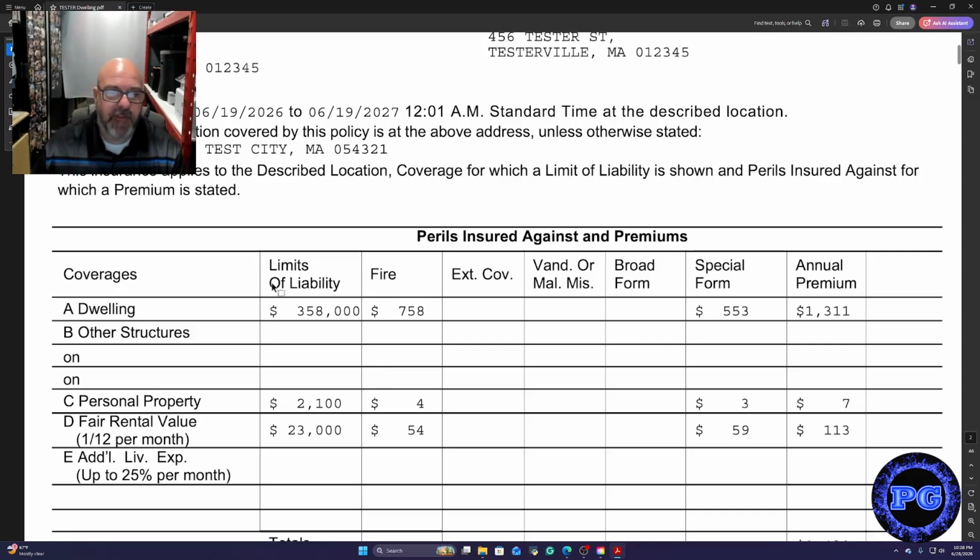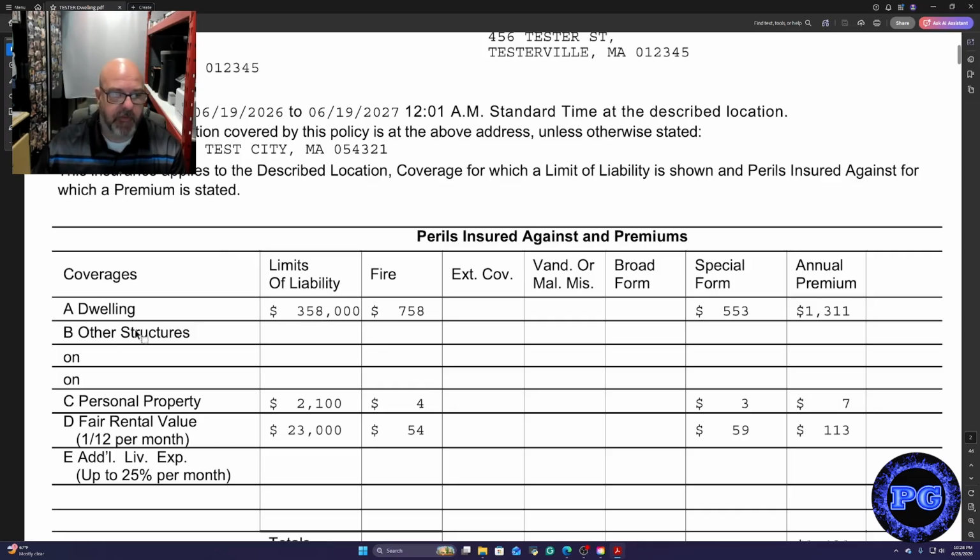So $358,000. That's what it would cost to rebuild this Dwelling Street property. And that's actually kind of low. Normally you're seeing higher than that, but that's what this one came out to.